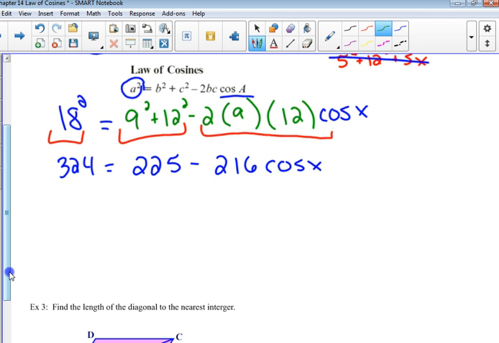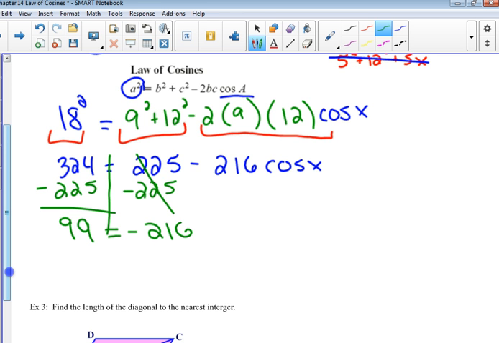Now, again, a common mistake I see. Can we subtract these? No. One's a cosine. Good. One's got a cosine X. One's got nothing. So they're not like terms. Okay, so don't subtract these. Be careful. Your goal is we want to get cosine X alone. So how do we start moving some things over? Minus 225. Good job. Okay, so 324 minus 225. 99.